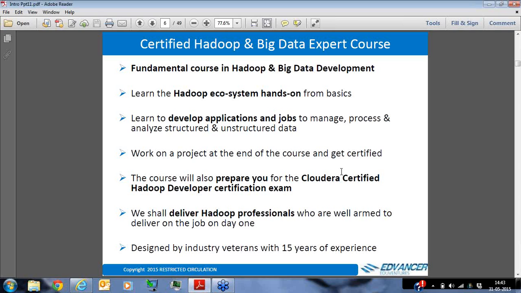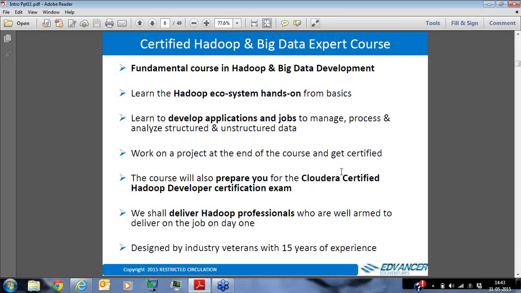data. For those of you who are not really aware of these terms, structured data is something which can fit into a regular database management system. Unstructured data is something which cannot fit into a database management system, into an RDBMS. Unstructured data can be anything. It can be text, it can be videos, it can be audio, it can be any kind of data. So the Hadoop ecosystem will help you to develop these applications and jobs to manage, process, and analyze all this kind of data. You will work on a project at the end of the course and you will get certified by us once you successfully complete this project.